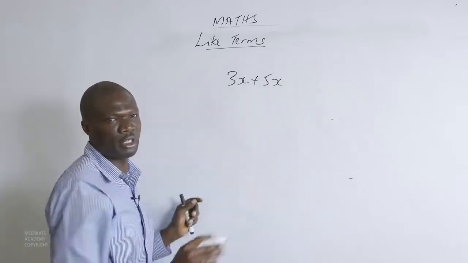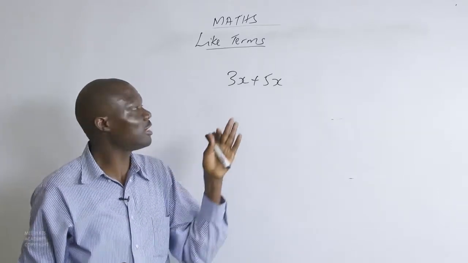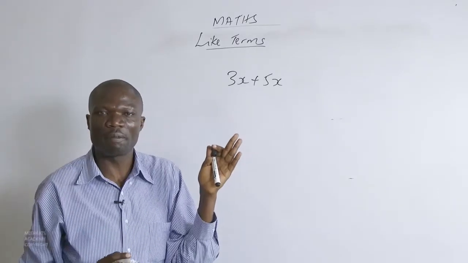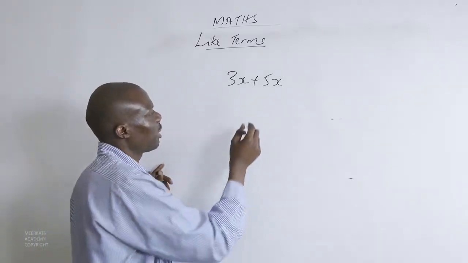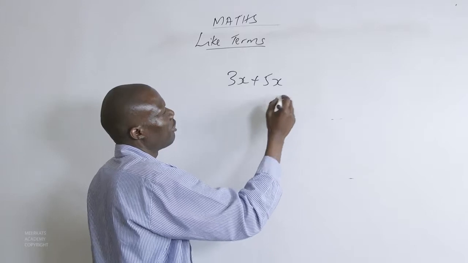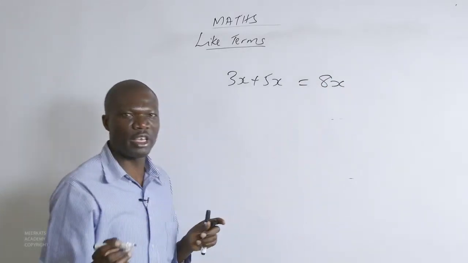Now, this expression, 3x plus 5x, is just a simple expression. It has got two terms. But when we try to simplify it, we realize that it can be simplified. When we simplify this, we shall find 8x. How are we getting this?